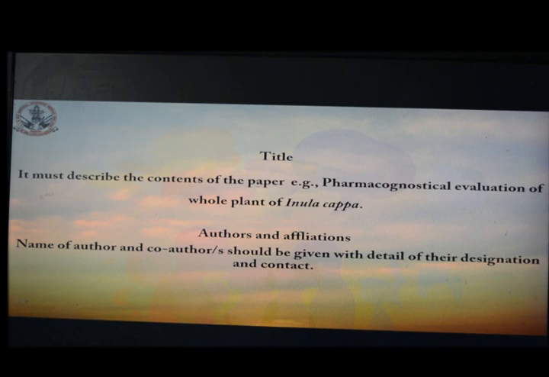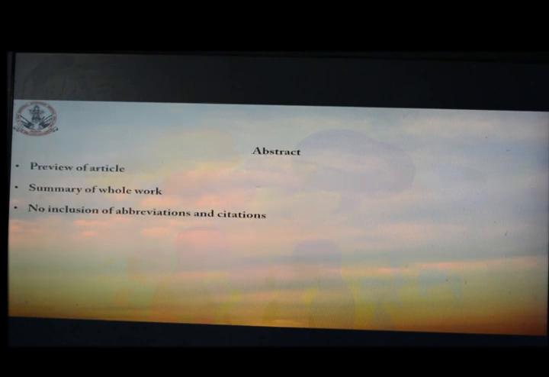Then it is followed by the abstract. The abstract is a preview of the article, usually covered in a maximum of 250 words. However, some journals specify this portion too, how many words you have to use. This is a summary of the whole work, but only important points are taken. Abbreviations and citations are not included in the abstract portion.